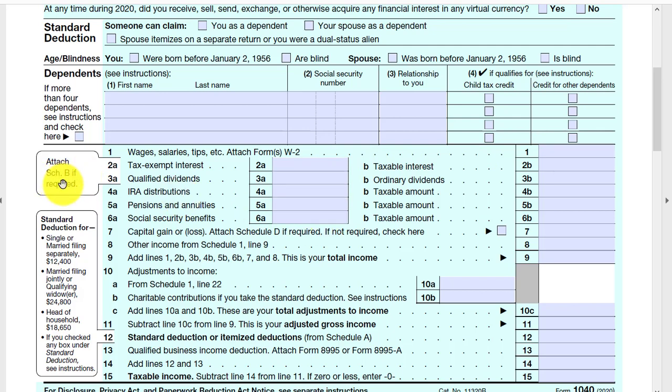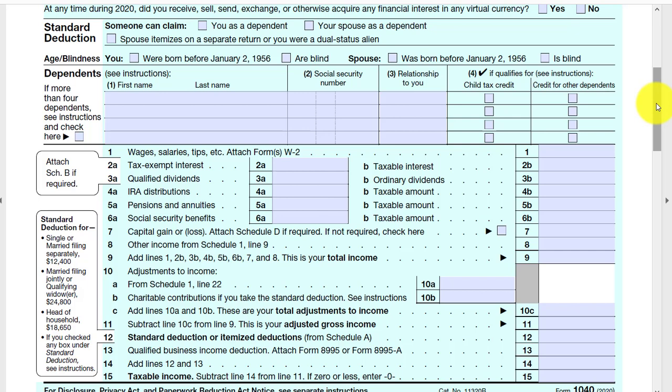Notice there's all these little side explanations that can sometimes guide you. If your interest or dividend income is over $600, then you're supposed to attach a Schedule B, which then shows detail about what that income is, so they can track it back to the reporting entity.